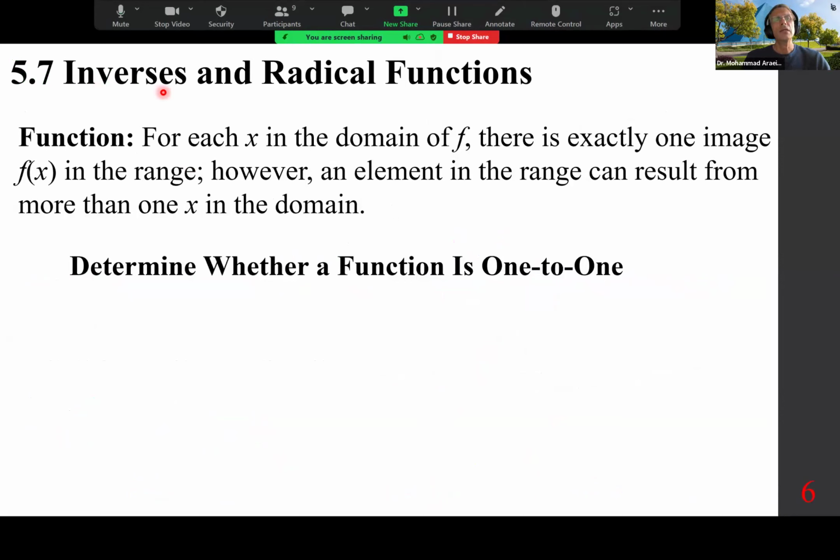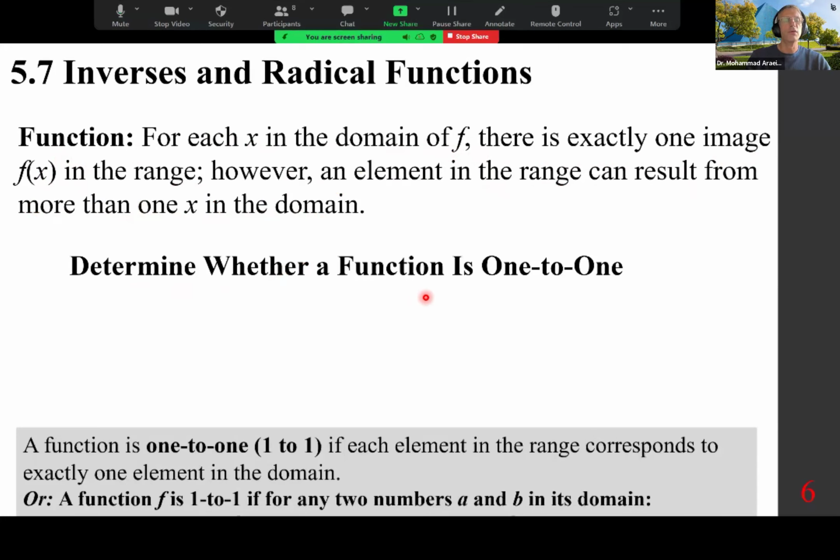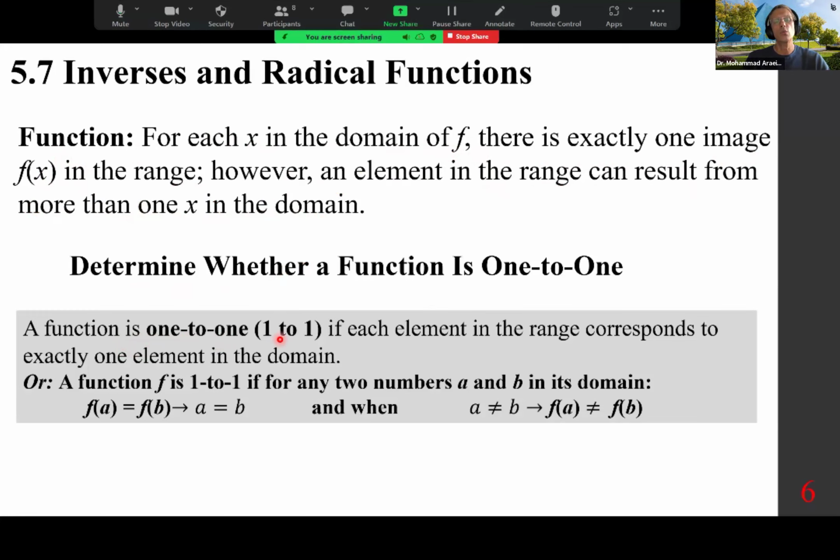And now 5.7, inverses and radical functions. A function, as you recall, for each x in the domain of f, has exactly one image f of x in the range. However, an element in the range can result from more than one x in the domain. To determine whether a function is one-to-one, here's the definition. A function is one-to-one if each element in the range corresponds to exactly one element in the domain.